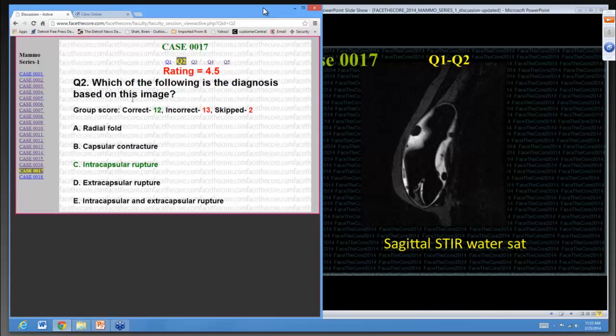So which of the following is the diagnosis, and that is of an intracapsular rupture of the implant. Intracapsular rupture is rupture of the implant shell or envelope. It results in the double lumen implant in mixing of the contents of the inner and outer lumina, giving rise to what I said, the salad oil sign, due to mixing of the miscible silicone and saline.